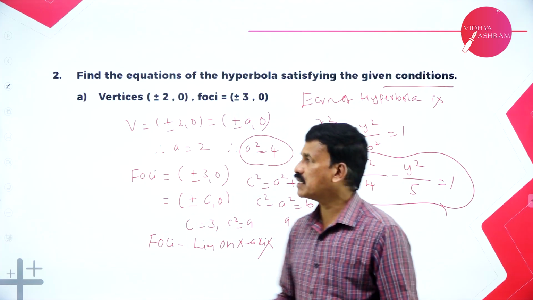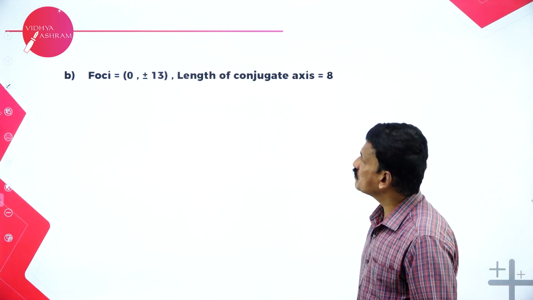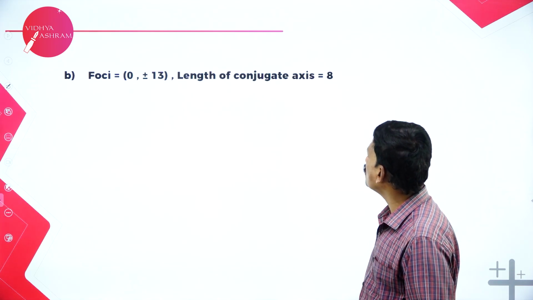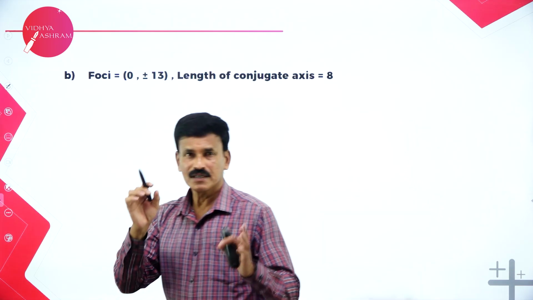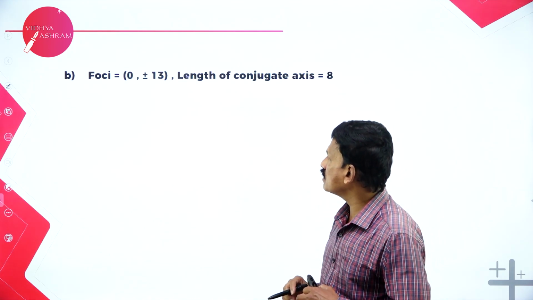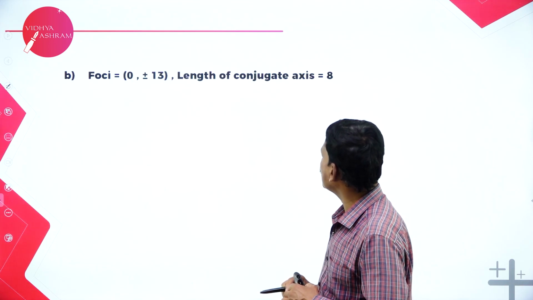Now let us take a similar type problem. What is given? Foci is equal to 0, plus or minus 13. Length of conjugate axis is given 8. Let me write once again. Now, next second problem. Foci is 0, plus or minus 13. Length of conjugate axis is 8.